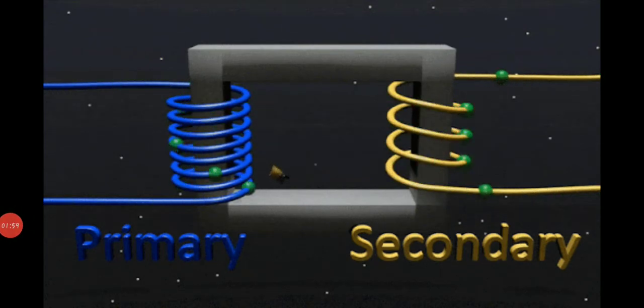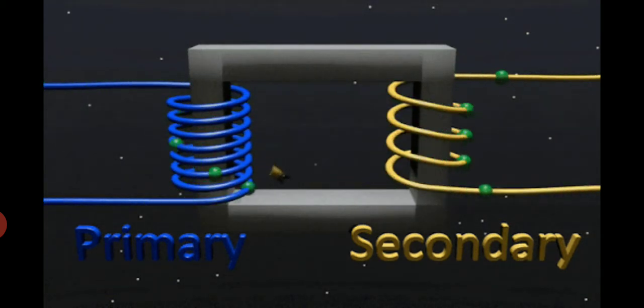So here is the principle of working of the transformer that we discussed in the previous session. In the primary, you can see there are more turns, and in the secondary there are fewer turns, here 4, let us say. And we have discussed that the rate of change of flux is the main cause of working. It is the main principle.